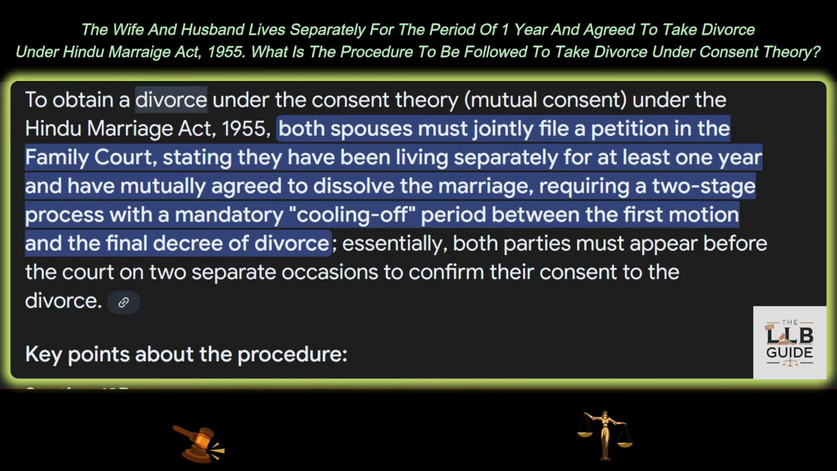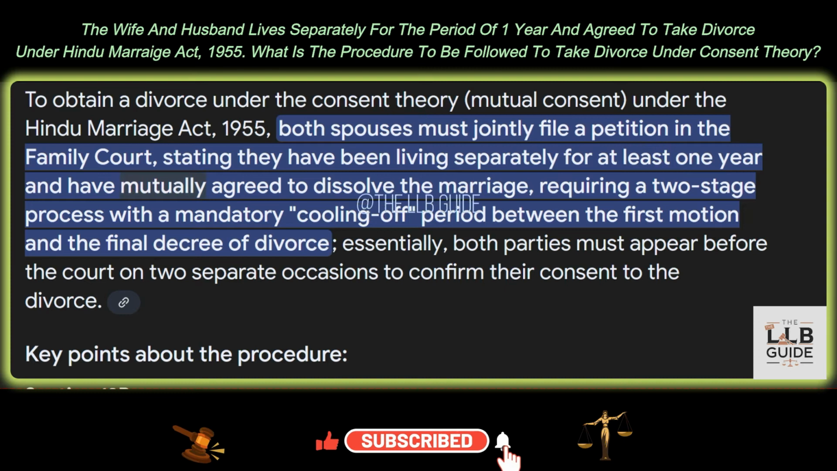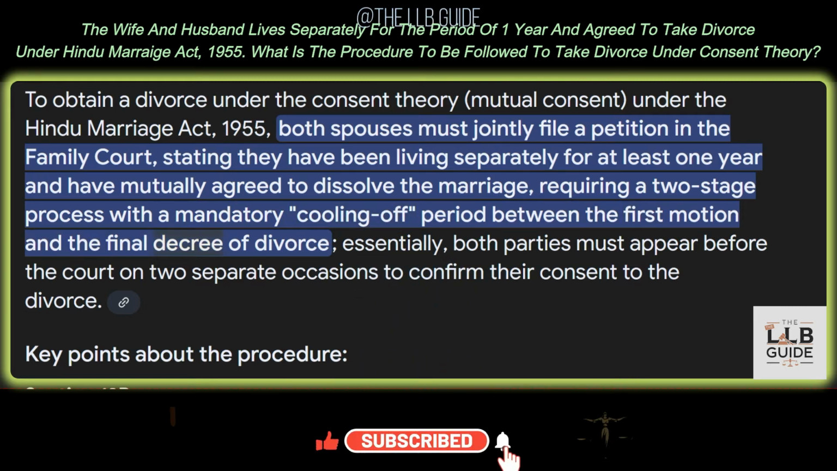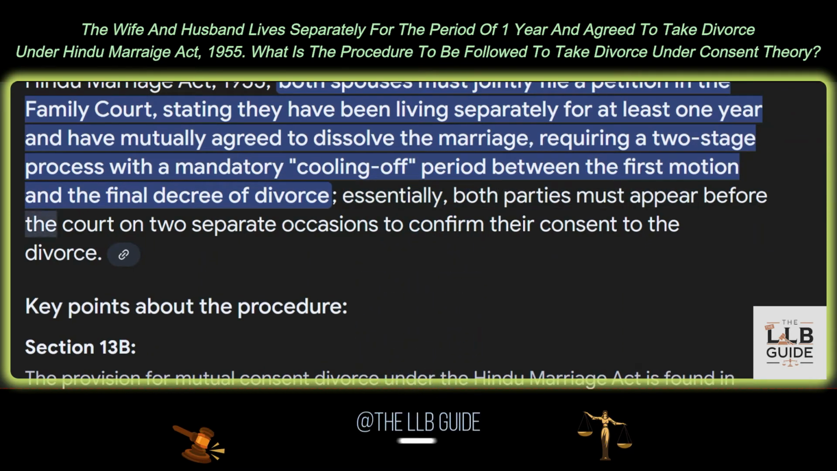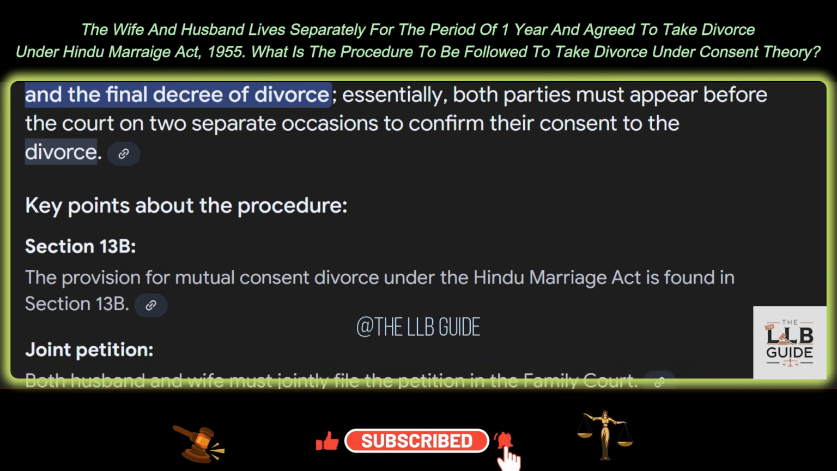To obtain a divorce under the consent theory, mutual consent, under the Hindu Marriage Act, 1955, both spouses must jointly file a petition in the family court, stating they have been living separately for at least 1 year and have mutually agreed to dissolve the marriage, requiring a two-stage process with a mandatory cooling-off period between the first motion and the final decree of divorce, essentially. Both parties must appear before the court on 2 separate occasions to confirm their consent to the divorce.